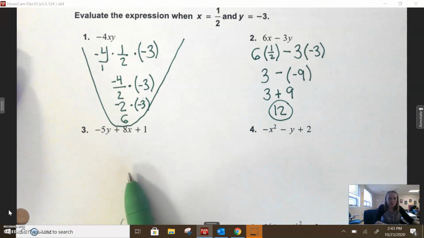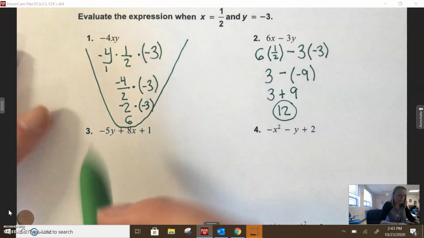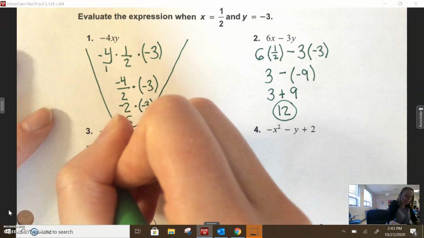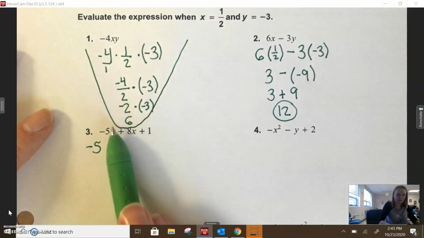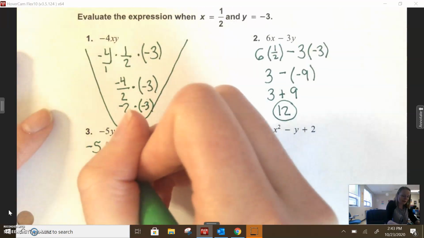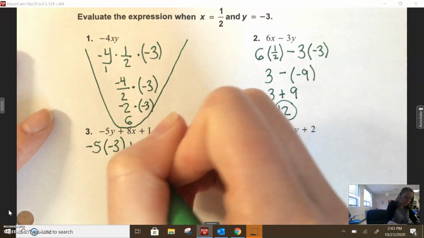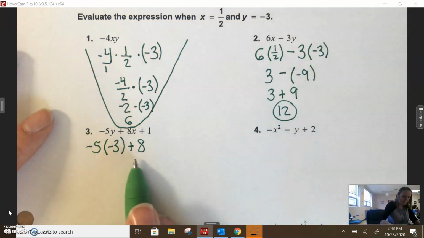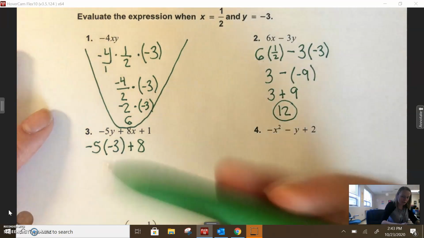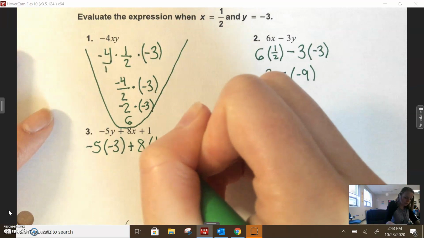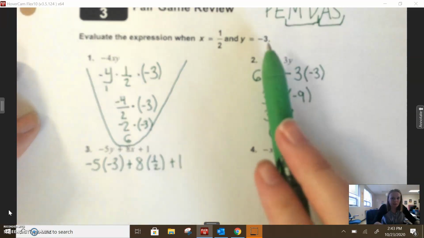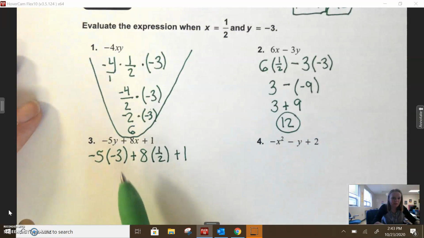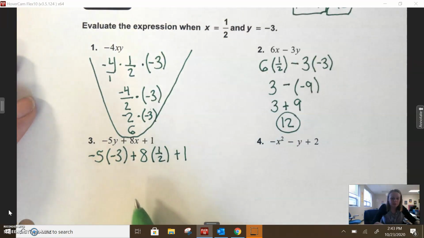All right, the third problem on your quiz last week, we have -5. The first step is always just to rewrite this without letters in it and have numbers. So I'm going to replace this y with -3, add 8, and then I have an x, which is still 1/2, and then I have +1. So same thing here, there's really no parentheses to solve, there's no exponents to solve, I just need to go straight to my multiplication and division step.